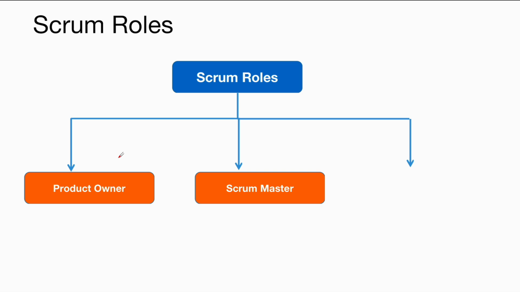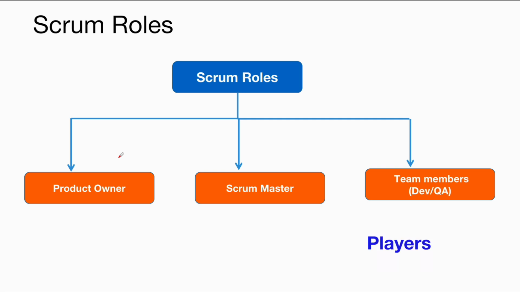Another role is the team members, which will include development and QA or testing team members. This is the group of players actually building the product. They are responsible for coding, testing, and delivering the work during the sprint. They work together to solve the problems and create the features in the product that have been listed.